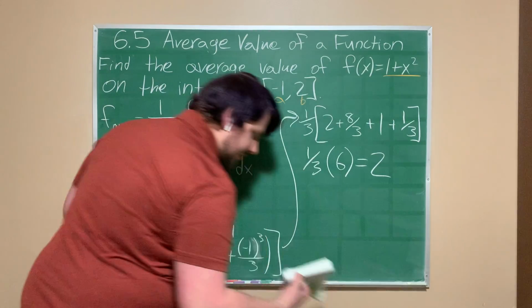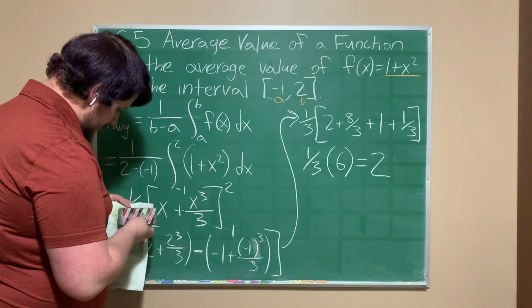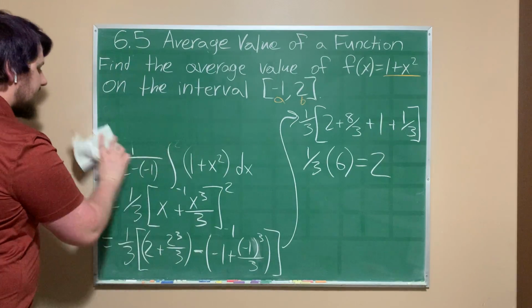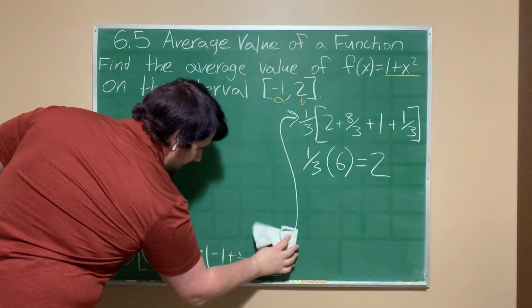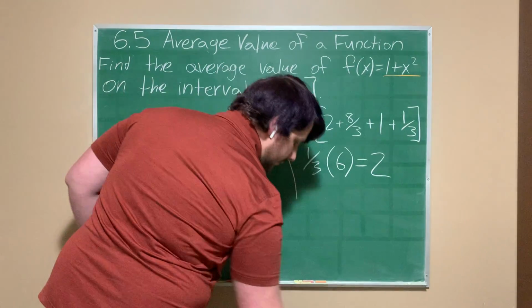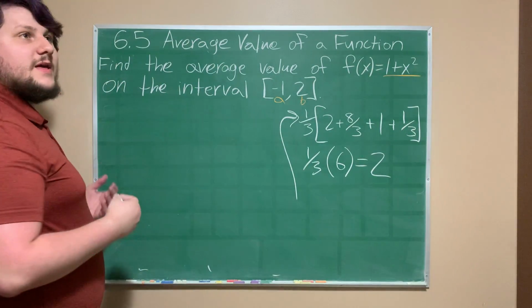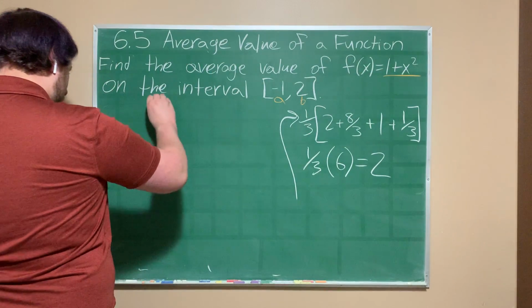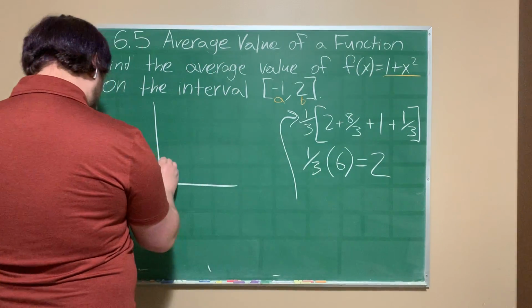Let's see if we can understand this idea visually. If we graph this function, we can see exactly what this means. This is a nice simple quadratic, so we know basically what it looks like. It's going to be a parabola opening upward with its vertex at 0, 1. We're going to get something like this.